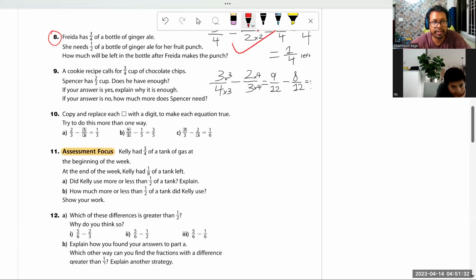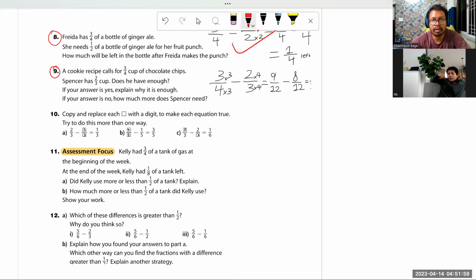A cookie recipe calls for 3/4 of a cup of chocolate chips. Spencer has 2/3 cup. Does he have enough? If your answer is yes, explain why it is enough. If your answer is no, how much does Spencer need? Yeah, can you answer this question 9 for me?